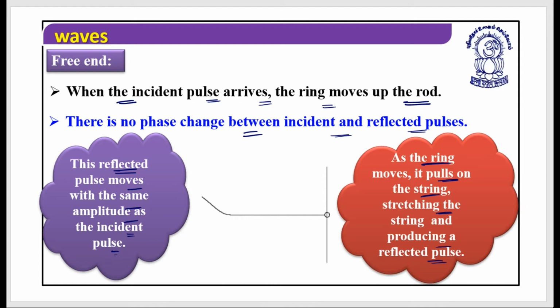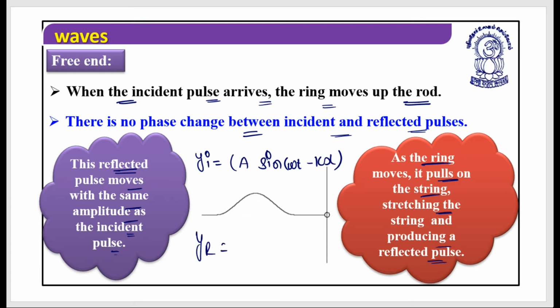So basically, y_i is equal to A sin(omega t minus kx), and the reflected wave for the same would be A sin(omega t plus kx). There is no phase difference because, as you see, it has arrived and is moving in the same direction back. I hope this is clear.